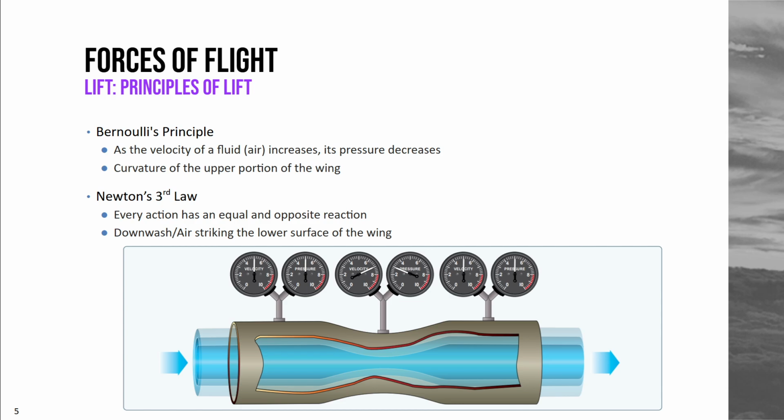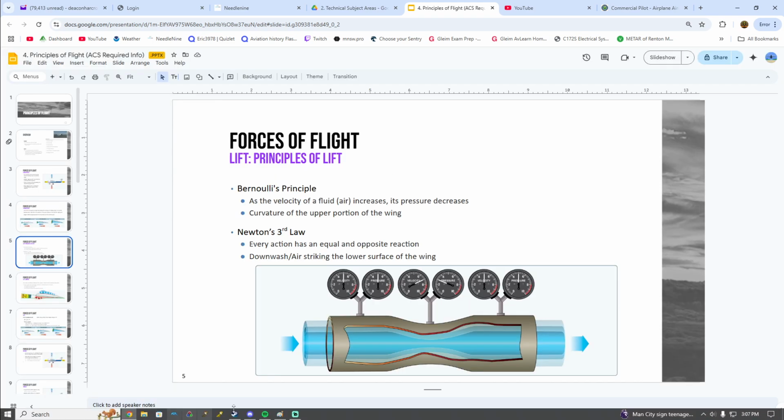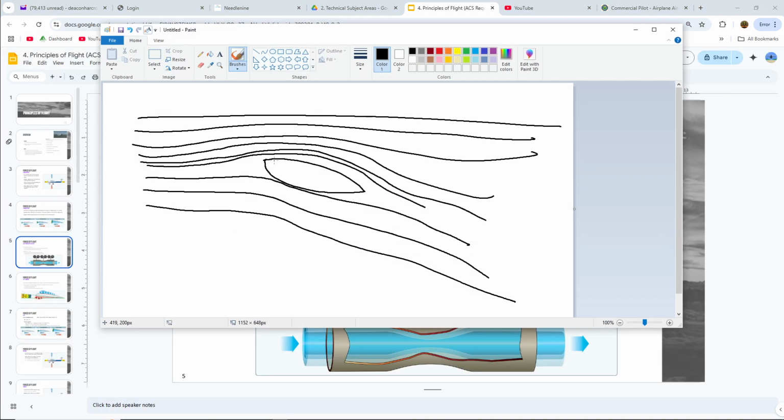All right, so some principles of lift. There are two main principles that explain lift. The first is Bernoulli's principle. As the velocity of fluid air increases, its pressure decreases. So we have a curvature of the upper portion of the wing. Here, I drew a little model. Let's just say this is our wing right here, and these little lines are the streams of airflow around the wing. Well, as air moves above the wing, it gets pinched, as you can see. It gets pinched as it moves above the wing.